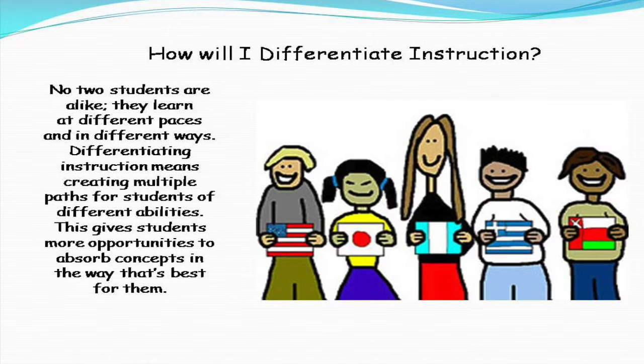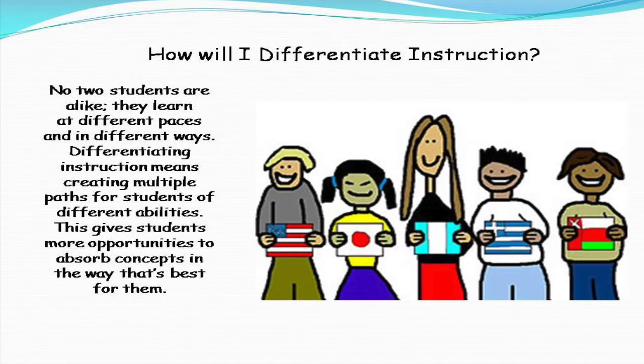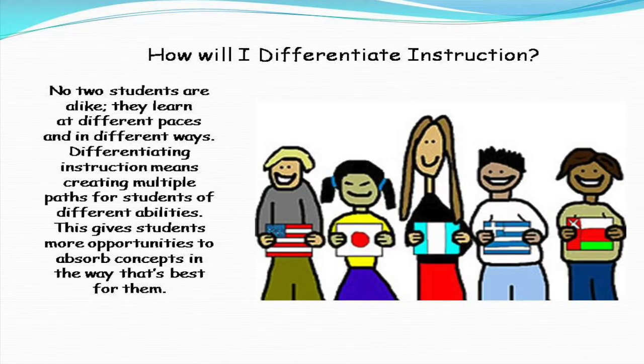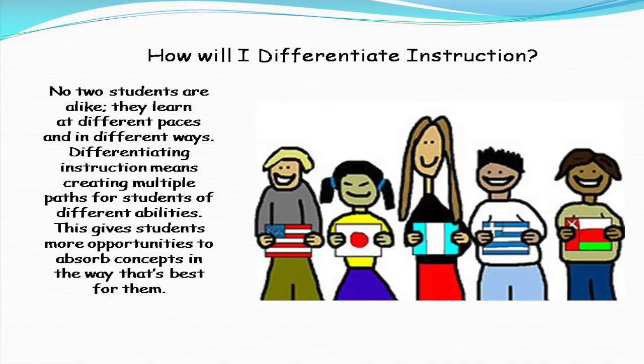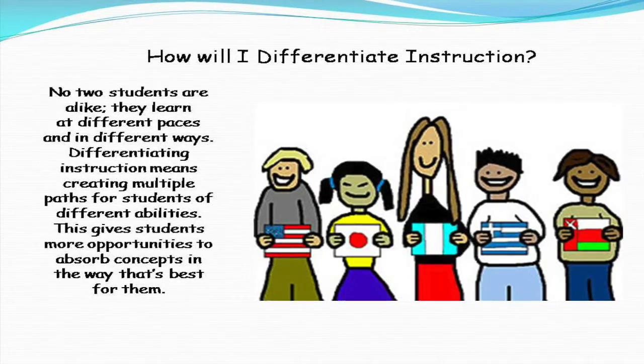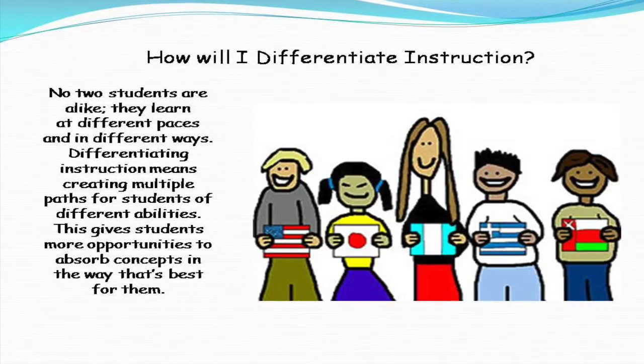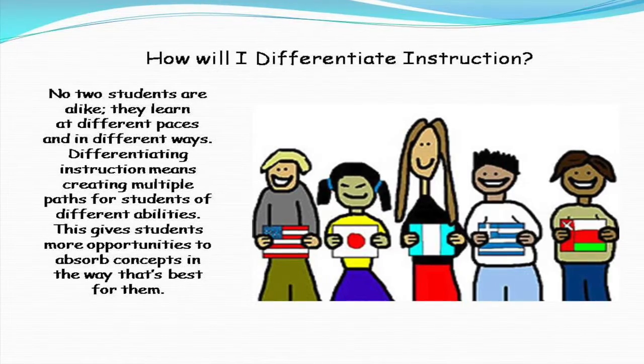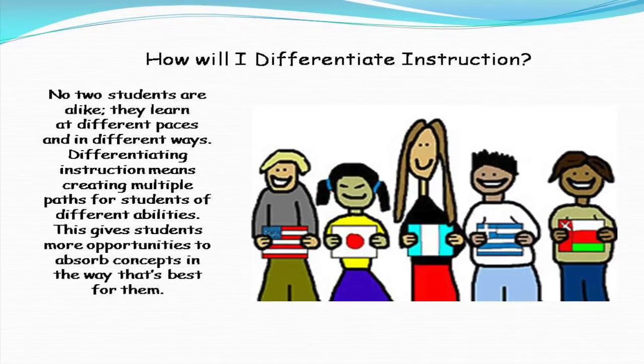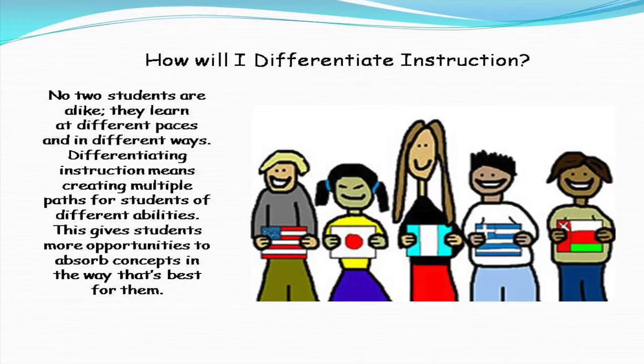Differentiating the product means that students create products of varying complexity. Students working above grade level may be asked to produce work that requires more advanced thinking. It can be motivating for students to be offered choice of end product. Summative assessments may include tests, projects, demonstrations, or labs. I will adjust the product from simple to complex.